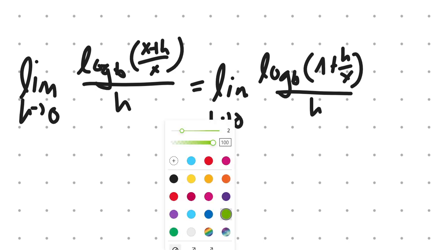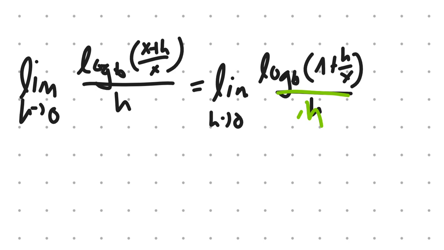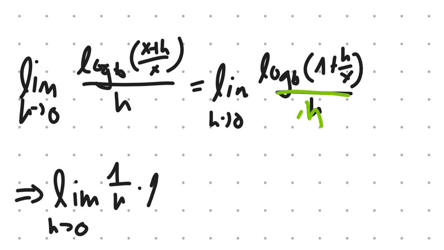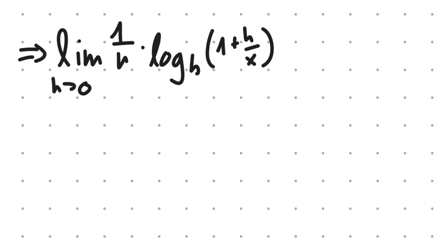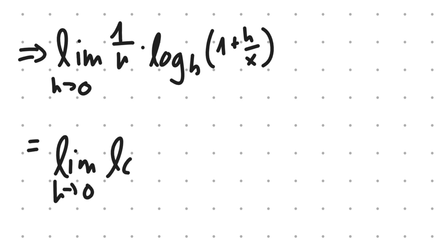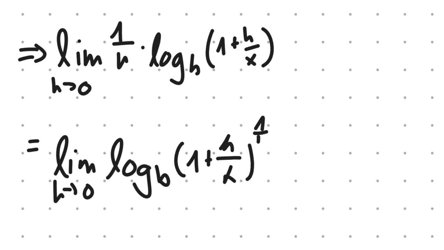Now if we look at the denominator, we can express this as a factor in front of the logarithm, so that we can use the power rule of the logarithm, which states that if we have a factor in front of the logarithm, we can take it as an exponent inside the logarithm. I hope you know that one. I'm not going to prove the property. This would mean I have the limit as h approaches 0 of the logarithm base b of 1 plus h over x, to the 1 over h power.